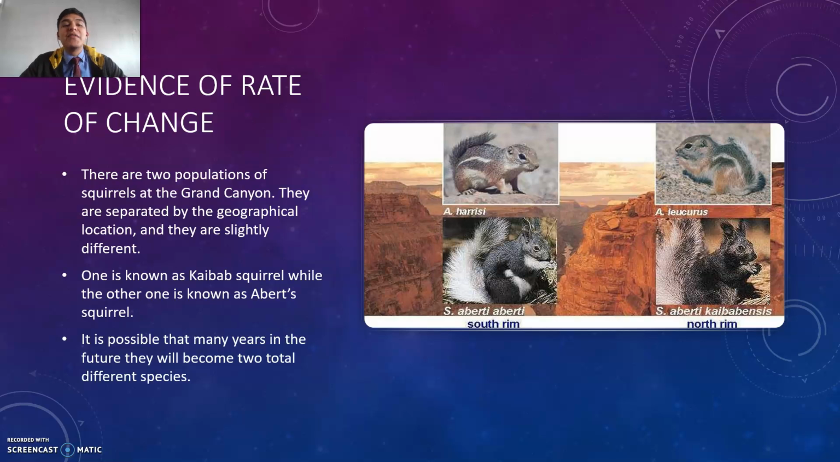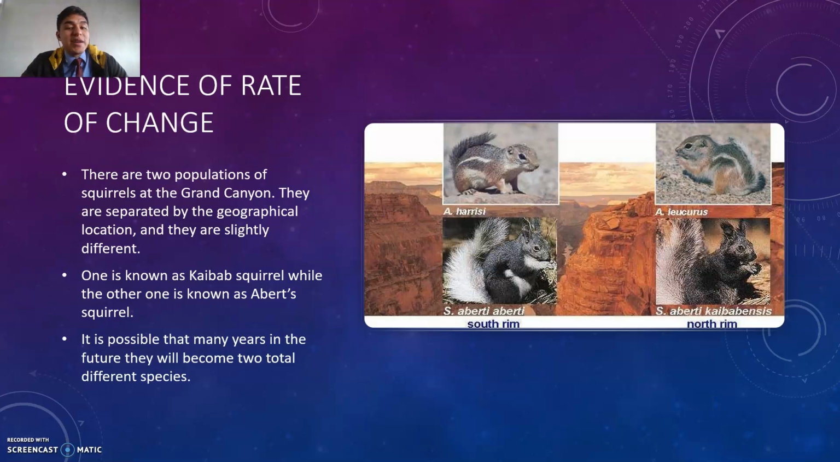And here we have an evidence of rate of change. There are 2 populations of squirrels at the Grand Canyon. They are separated by geographical locations and they are slightly different. One is known as the Kaibab squirrel, while the other one is known as Abert's squirrel. It is possible that many years in the future, they will become 2 totally different species.